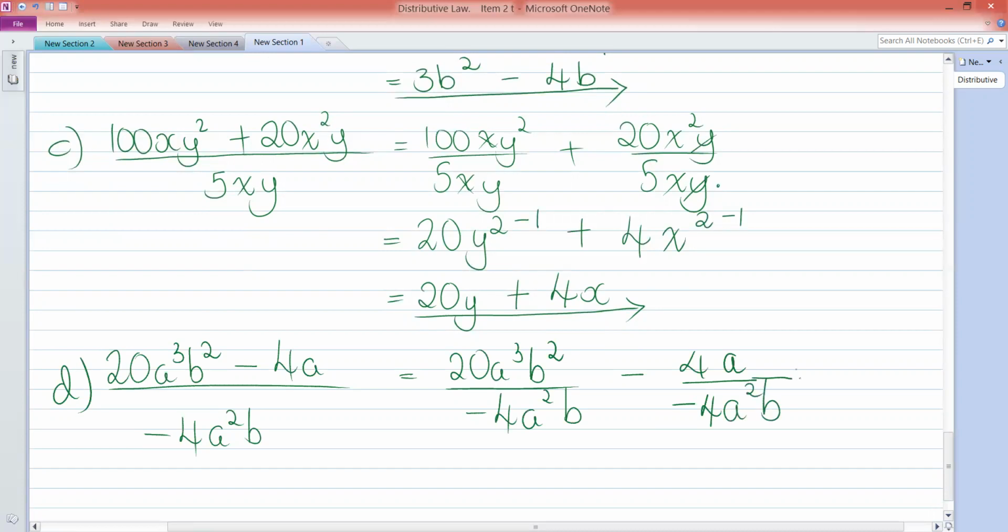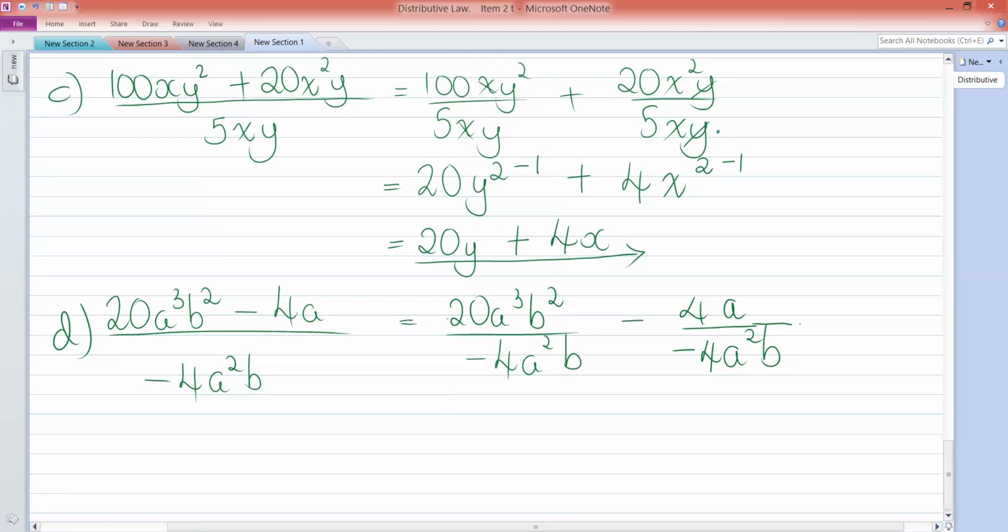Right, let's deal with the first one. Positive divided by a negative gives me a negative. 20 divided by 4 is 5. Then a to the power of 3 minus 2, b to the power of 2 minus 1. Okay, so we're done with the first term. Let's move on to the second term. Negative and negative gives me positive. Well done. 4 divided by 4, we're going to be left with 1. Okay, so we're just left with 1 there.